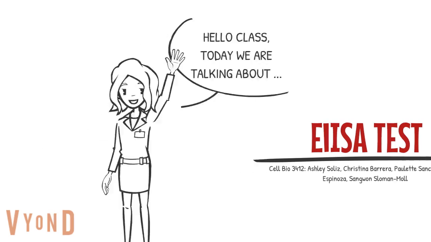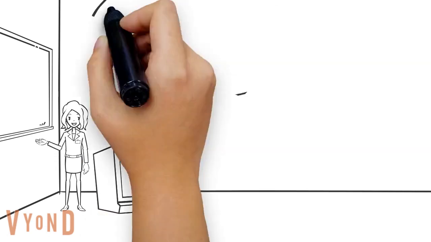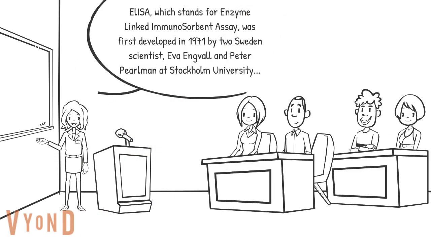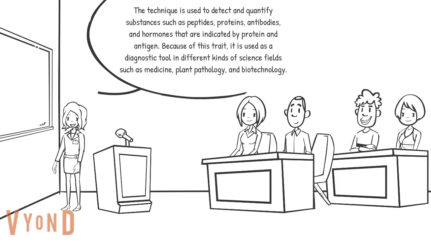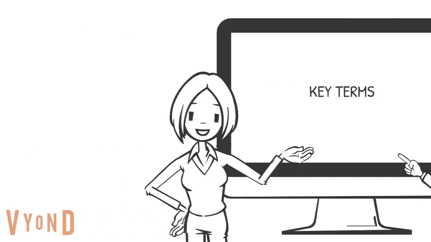ELISA, which stands for Enzyme-Linked Immunosorbent Assay, was first developed in 1971 by two Swedish scientists, Eva Engvall and Peter Perlman at Stockholm University. This technique is used to detect and quantify substances such as peptides, proteins, antibodies, and hormones that are indicated by protein and antigen. Because of this trait, it is used as a diagnostic tool in different kinds of science fields such as medicine, plant pathology, and biotechnology.